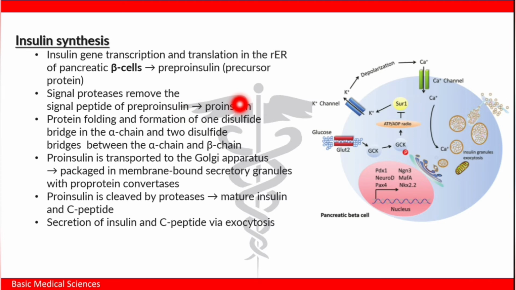Protein folding and formation of one disulfide bridge in the alpha chain and two disulfide bridges between the alpha and beta chains occur. So this proinsulin will be transported to the Golgi complex, or the Golgi apparatus, where it is packed in membrane-bound secretory granules with protein convertases. This proinsulin will be cleaved by proteases, and mature insulin will be released together with C-peptide, right? So this C-peptide is very important. Secretion of insulin and C-peptide is via exocytosis.